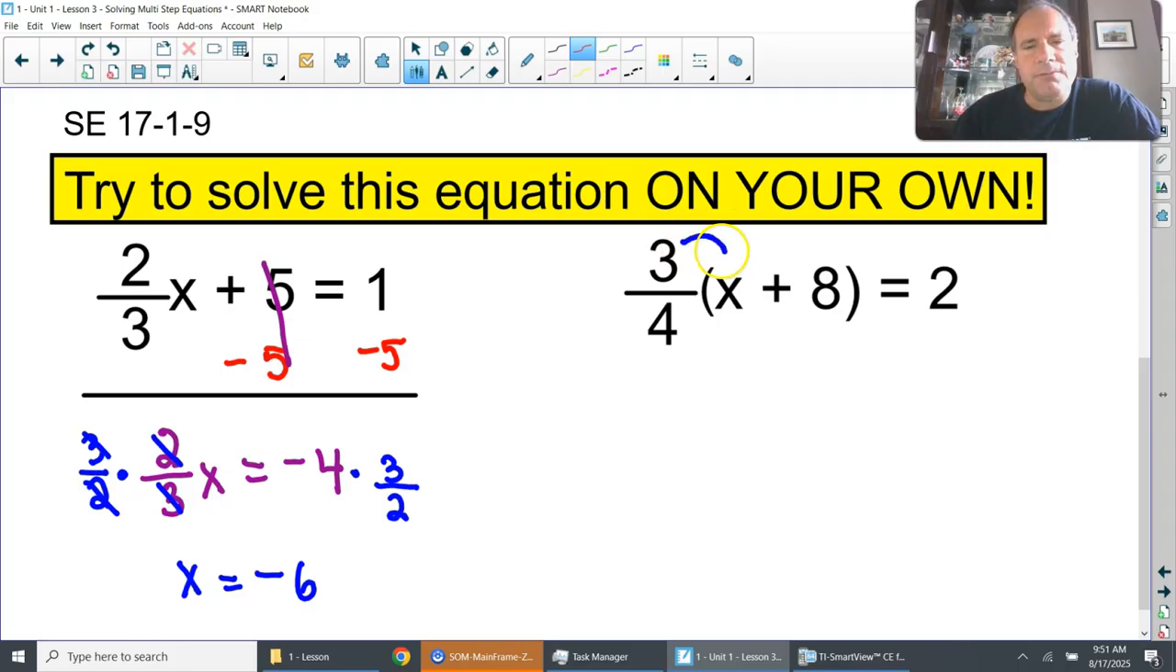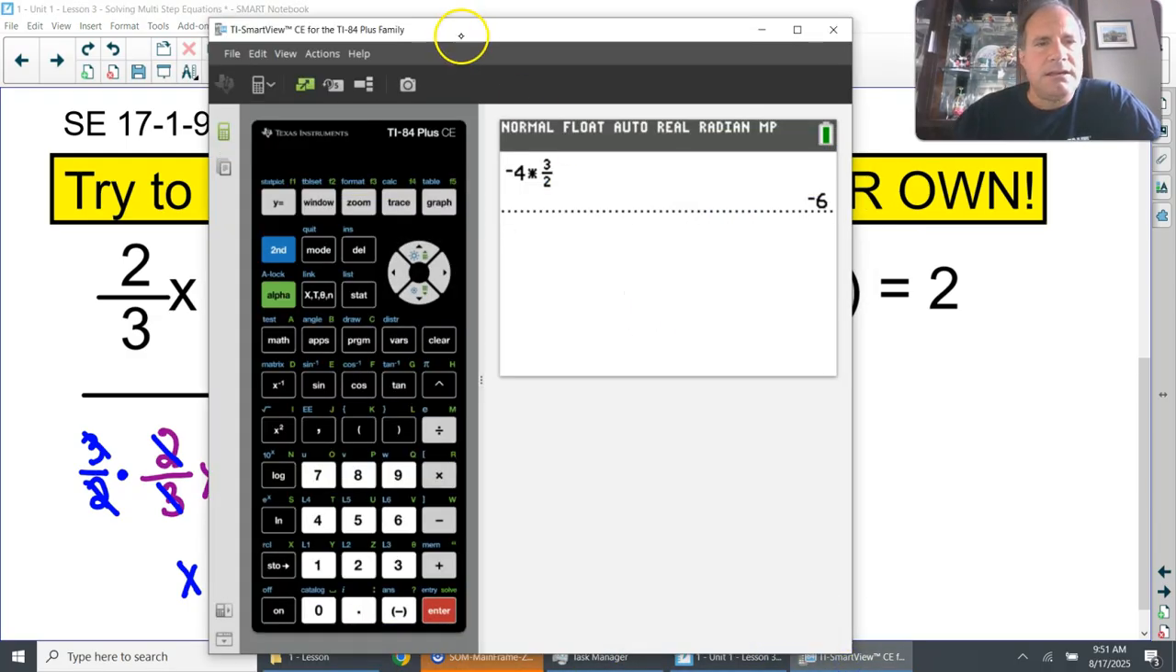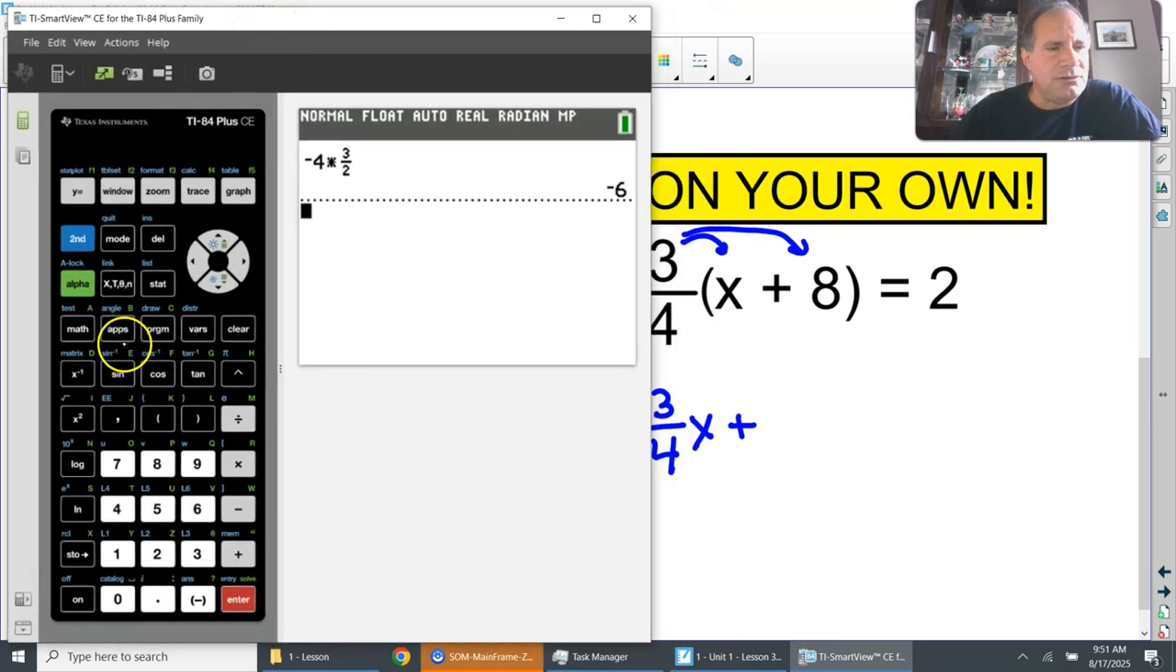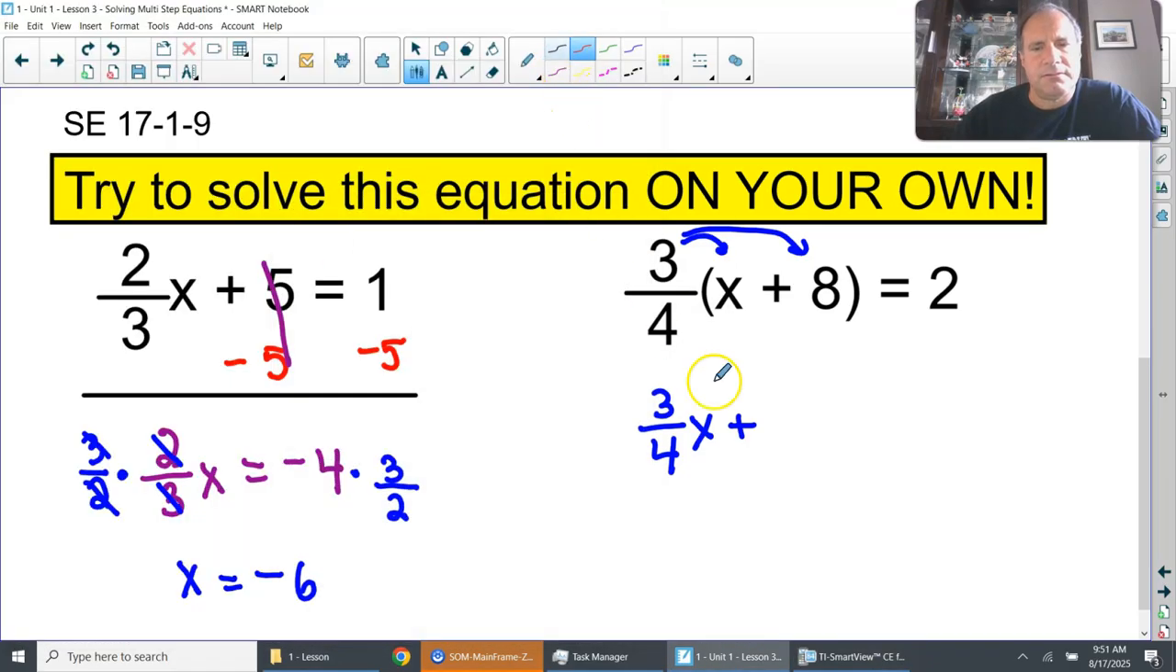So now, remember what I told you, when you have parentheses, you just do the distributive property. 3/4x plus, and let's take the calculator out again, and let's do 3/4 times 8. So alpha x, 3/4 times 8, and that's 6. Nice and easy. And now it becomes a two-step equation.